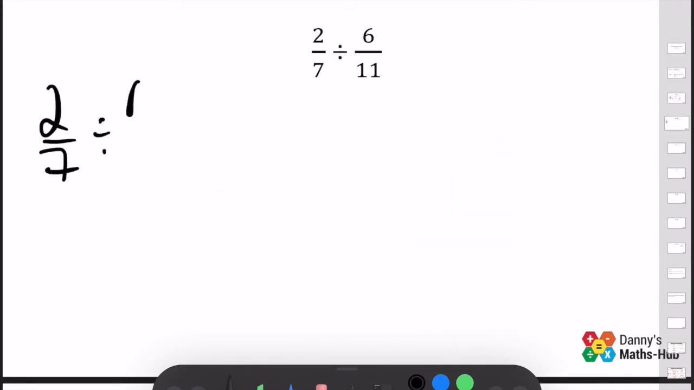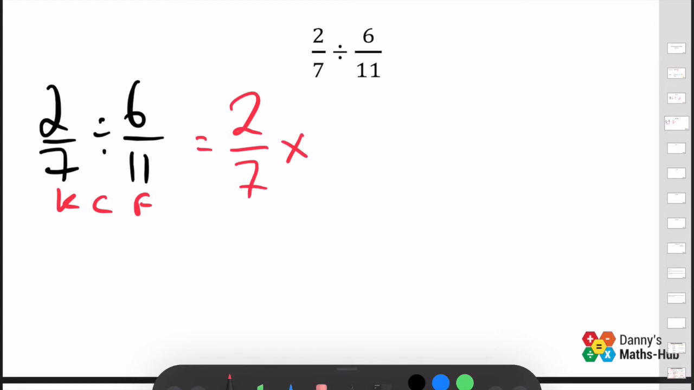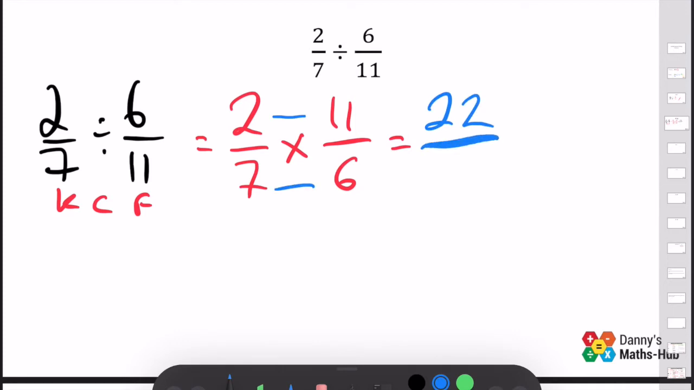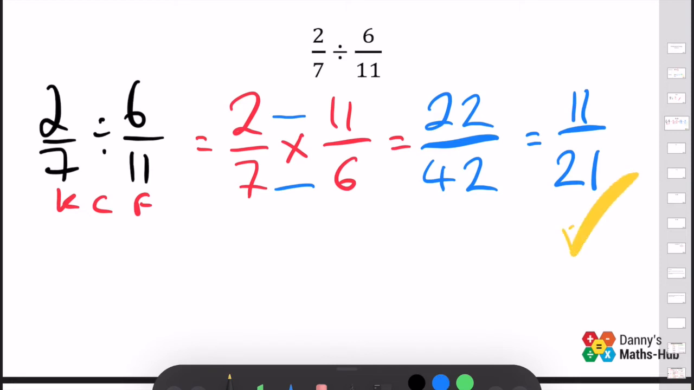2/7 divided by 6/11. Now, remember with this, we've got to do keep, change, flip. So we keep the first fraction the same, we change the sign, and we flip our second fraction. Then we carry on as if this is a normal multiplication. 2 times 11 is 22. 7 times 6 is 42. These are both even, so they can be simplified down to 11 over 21. This is our answer complete, and we're done.